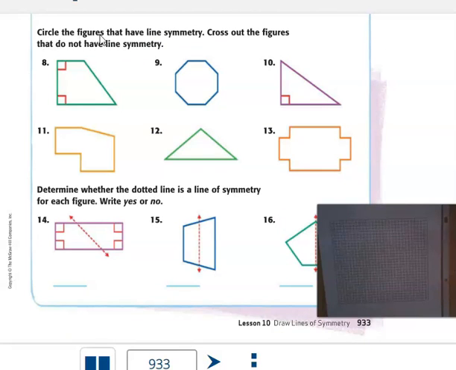Now down here you're circling the figures that have line symmetry and crossing out the figures that do not. I'll give you a little clue on that one. You have an equal number of shapes that have line symmetry, and the same number that do not have a line of symmetry. So that'll help you. Now this one, I'm hoping that because they drew the line for you, you can see pretty clearly whether the line they've drawn is a line of symmetry. If you were to fold the shape on that line, would it match on both sides of the fold? I'm going to write yes or no on those ones.